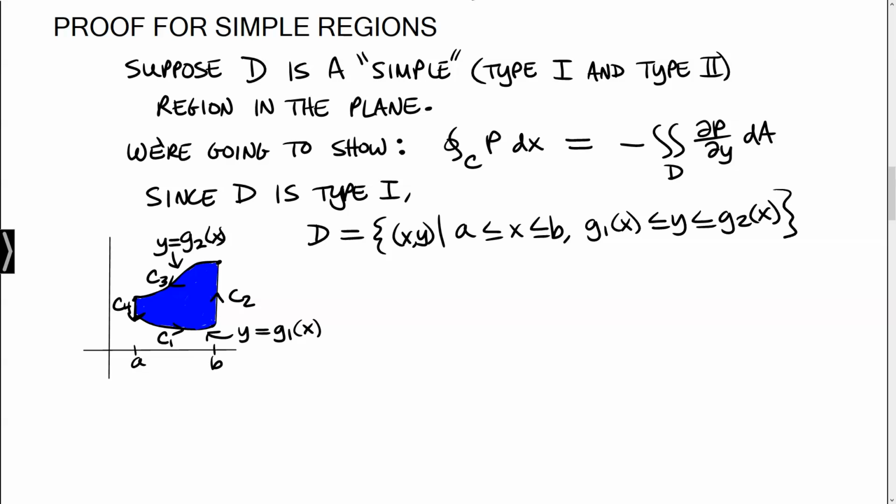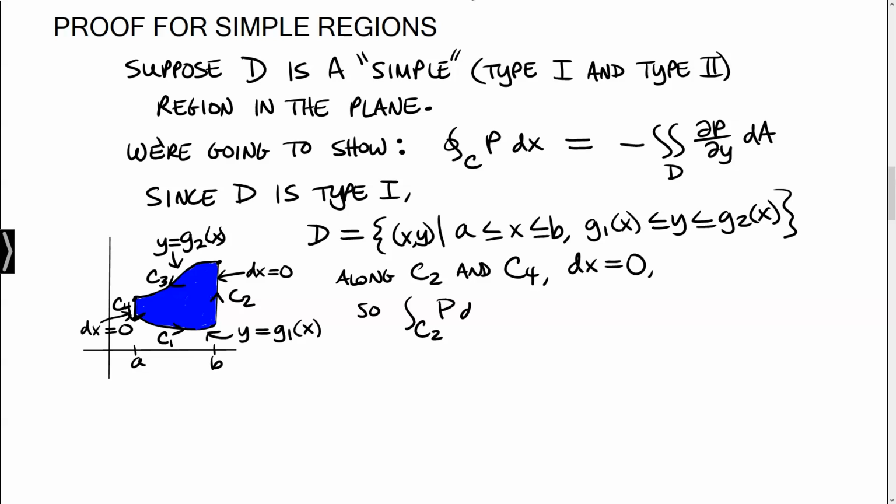All right, so now 2 of these pieces are going to go away really quickly. So if you look at the 2 vertical pieces on C2 and C4, which, by the way, those could be just degenerate. In other words, they may just be a single point. But in general, we have to think about if we are actually going up like this. So along those 2, notice that since x is constant, dx is 0. So x is not changing. Same thing along C4. dx is 0. So along C2 and C4, dx equals 0. So that means the integral along C2 of P dx is equal to the integral along C4. And these are both 0.